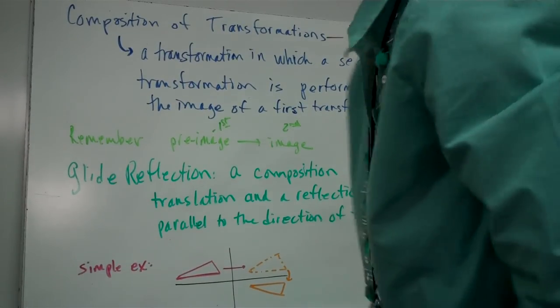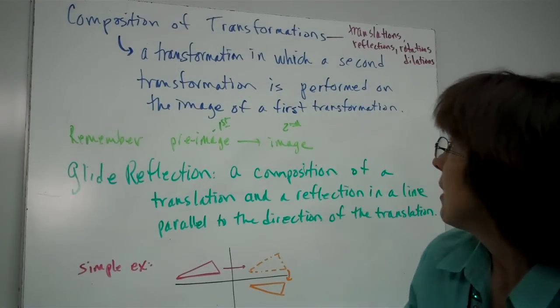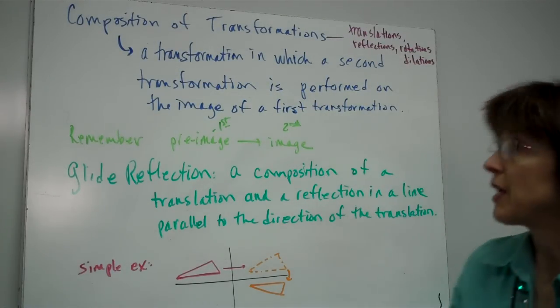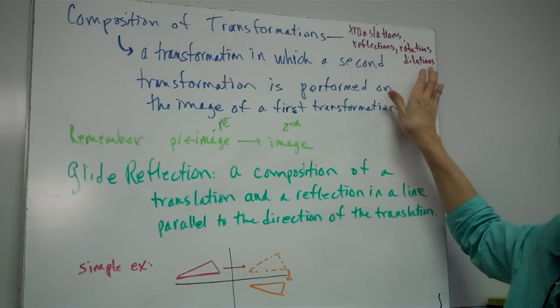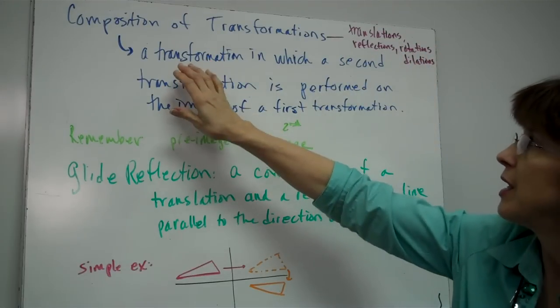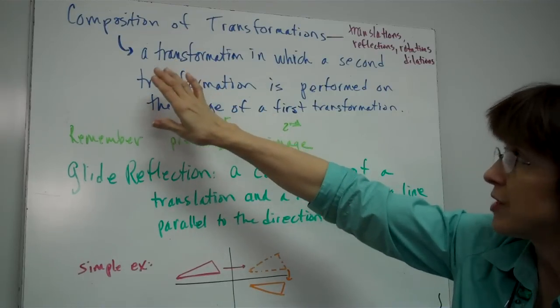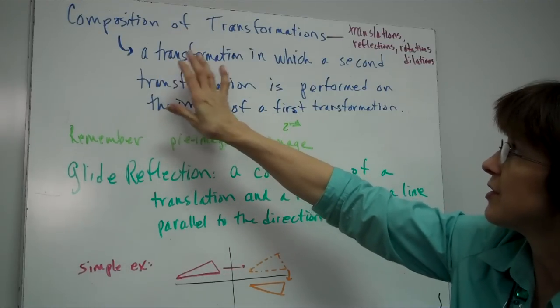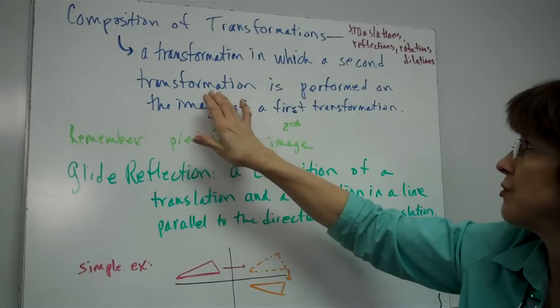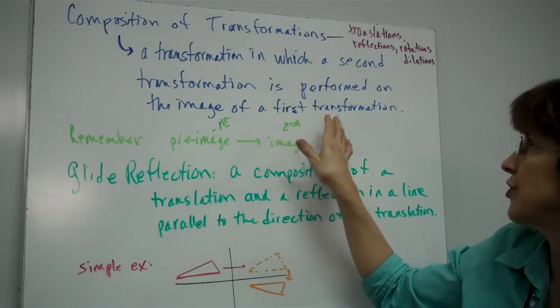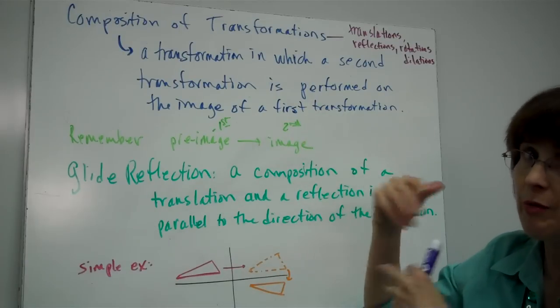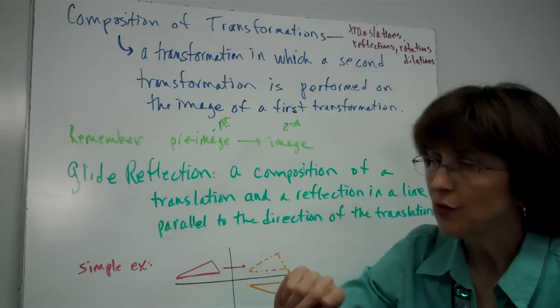All right, today we're going to do a composition of transformations. Remember, transformations are the translations, reflections, rotations, and dilations. So composition is going to be several of them together. Technically, the definition is that it's a transformation in which a second transformation is performed on the image of the first transformation, and then it could be another one. It could be many of them. We're just going to do two for right now.